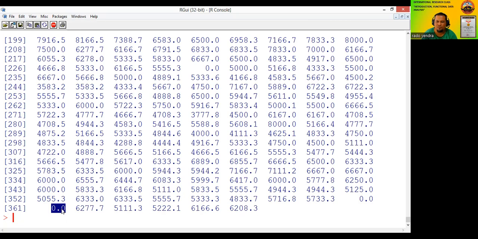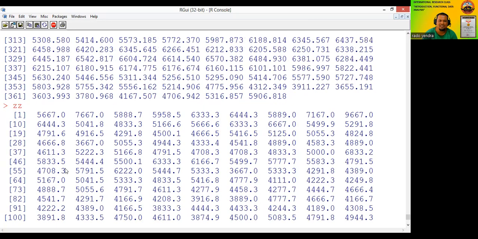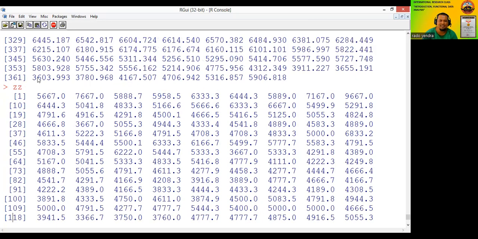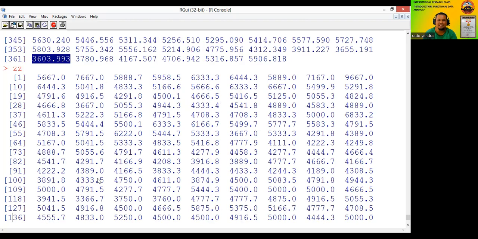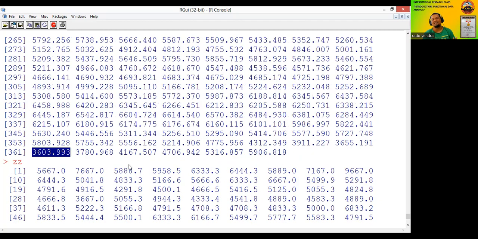We have proved this theory like this one. The real data is 0. So by using this functional data analysis, we can estimate the data. It means the problem of missing values we can solve by functional data analysis.